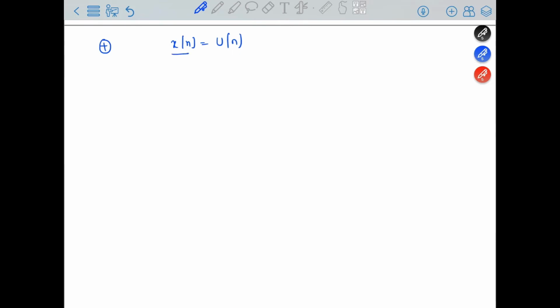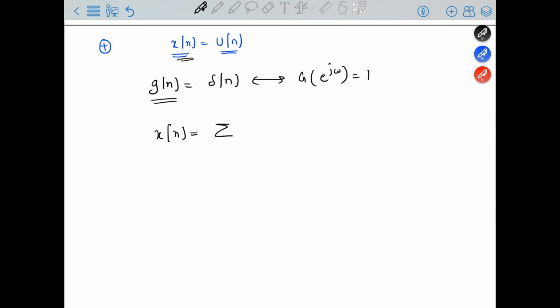Suppose we have x[n] as u[n], so we will take a signal g[n] which is represented as delta[n], and we all know that the Fourier transform of g[n], G(e^{jω}), is equal to 1. And now g[n] and x[n] have a very similar relationship, which we have already seen earlier. So x[n] will be represented as the integration, basically summation because it's a discrete time case, from minus infinity to n of g[m]. If we take the running sum of the delta function, what we'll get? We'll get the unit step function.